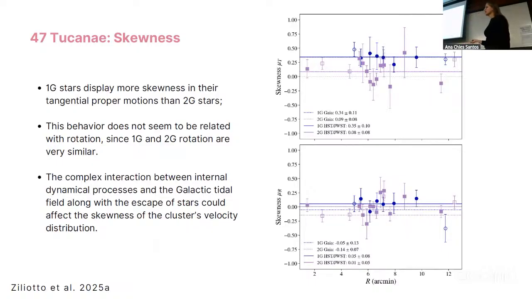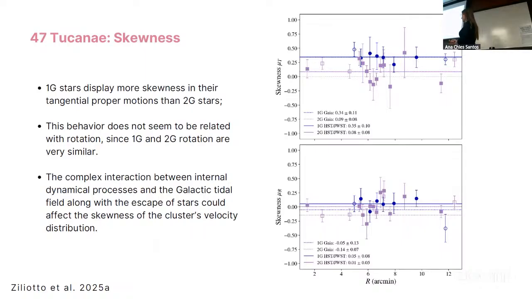So we compared this with previous results in the literature. The only thing that we could find was in the context of galaxies using line of sight velocities. And in this case, skewness was a tracer of rotation. So this could imply that we have differences in rotation between first and second population stars, but we actually measured rotation and they don't have very significant differences.